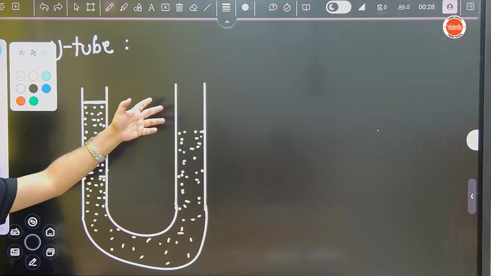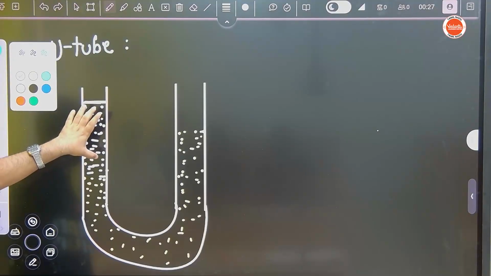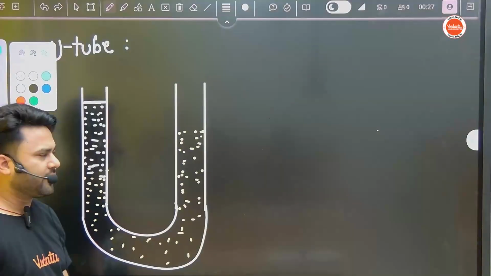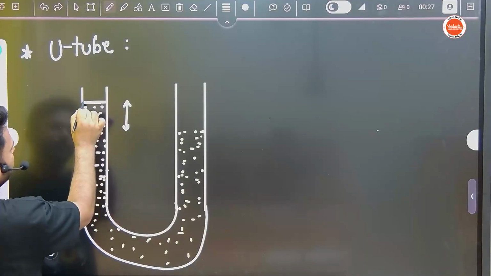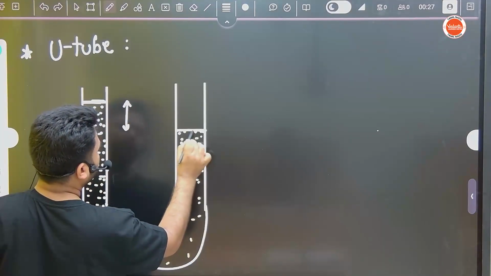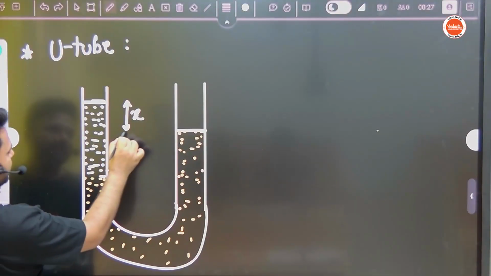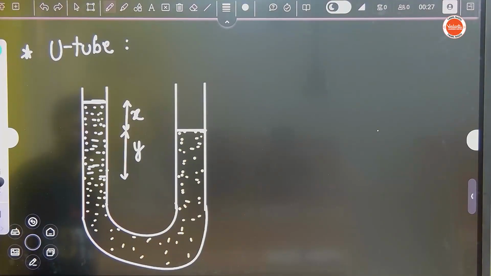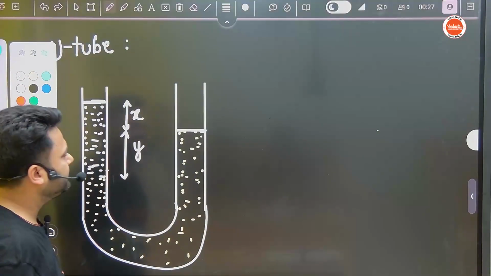So this is a U-tube device. And we have two liquids, two fluids. This is fluid 1, it can be gas also. This is fluid 2. Suppose there is water, there is oil. This distance is x, from the top level here to the top level here. This distance from here to here is, suppose, y.